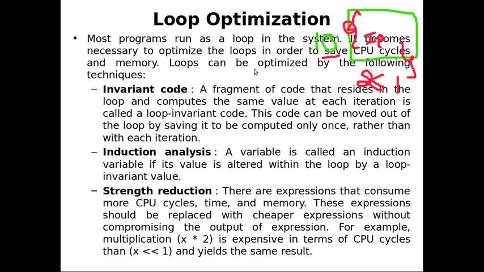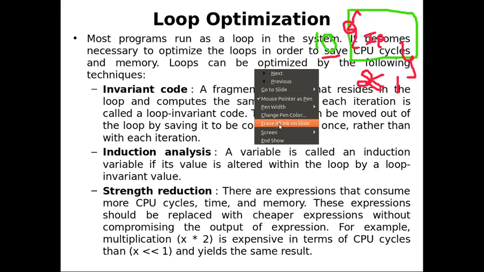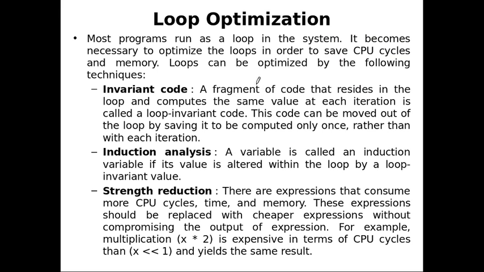Now, what are the different techniques we follow under loop optimization? We have three different techniques, my dear. The first one is invariant code, the second one is induction analysis, and the third one is strength reduction. First I will give the basics of what is invariant, what is induction, and what is strength reduction, then we will discuss an example of each one.